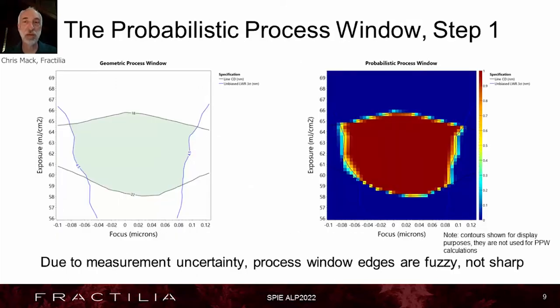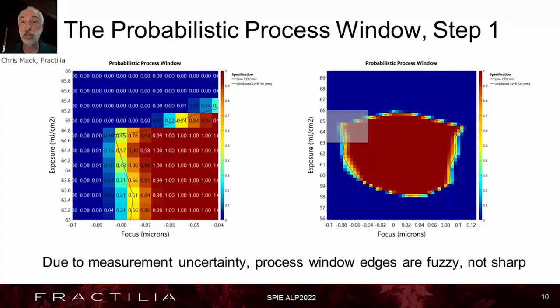Step 1 of the probabilistic process window. Here I've got 2 specs, CD and the unbiased LWR, and we find an overlapping process window shown here. Again, 0 or 1, we're either inside or out, but when we take metrology uncertainty into account, we see that we have 0 probability out here, probability of about 1 inside, and the edges are fuzzy. They're not sharp. There's a fall off in probability as we approach the edges of the process window because of metrology uncertainty. If we look a little bit closer at, say, this corner, we can see these probabilities at work.